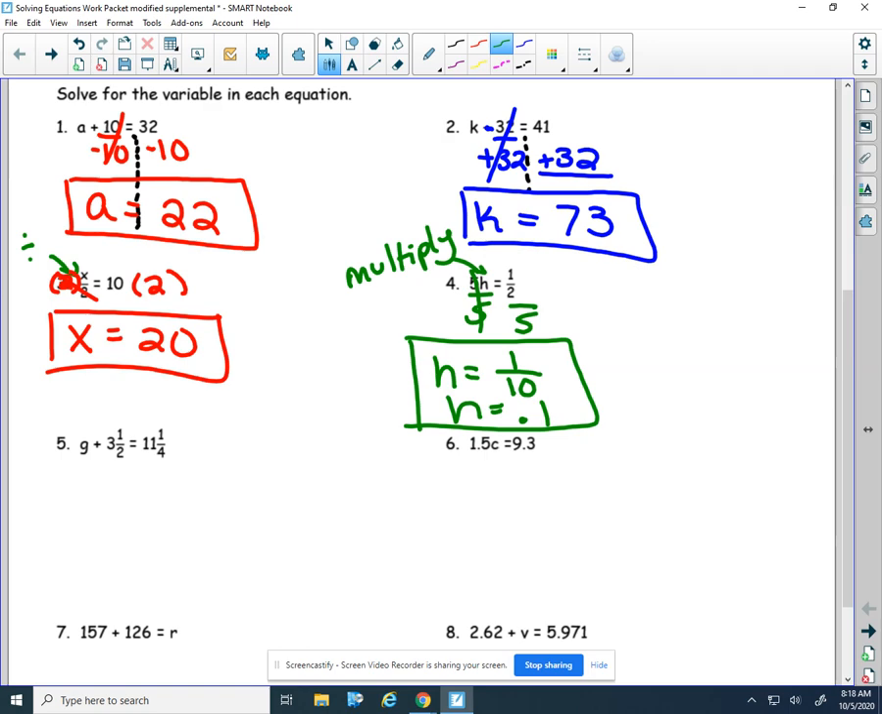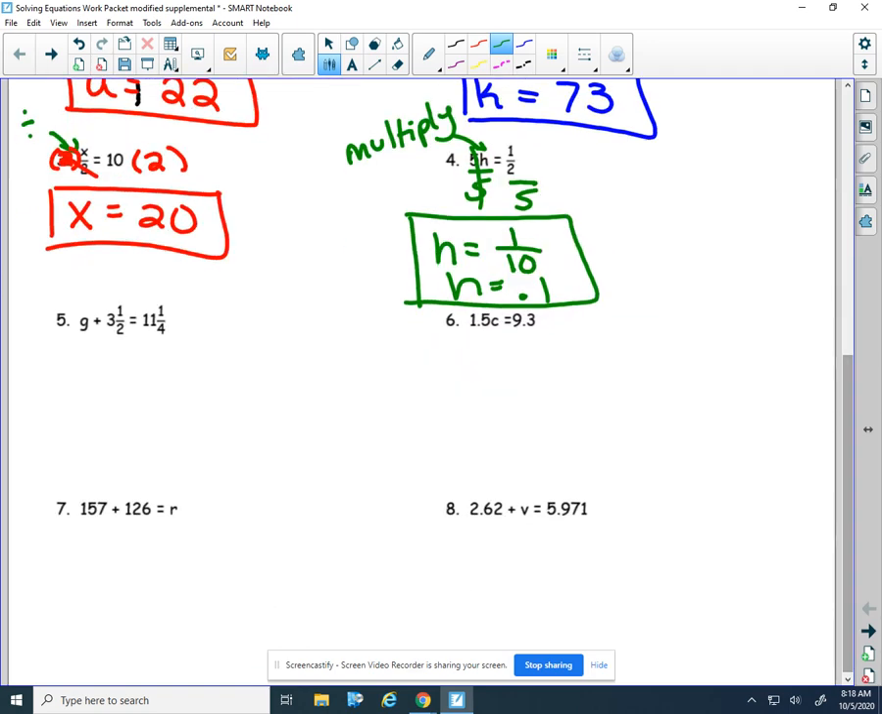Now, if these are tricky to you, send us an email, let us know so we can practice these together. Last one we're going to do together here. Look at number 5. There's mixed numbers. That's weird, but that's okay. G plus 3.5 equals 11.25. You're going to do the opposite. So you minus 3.5.